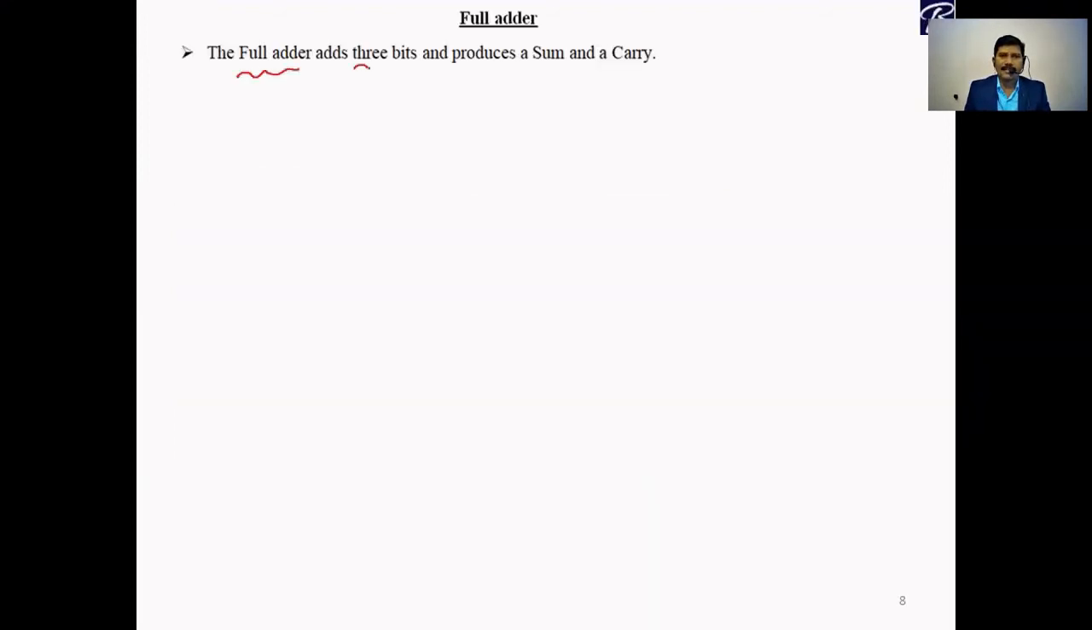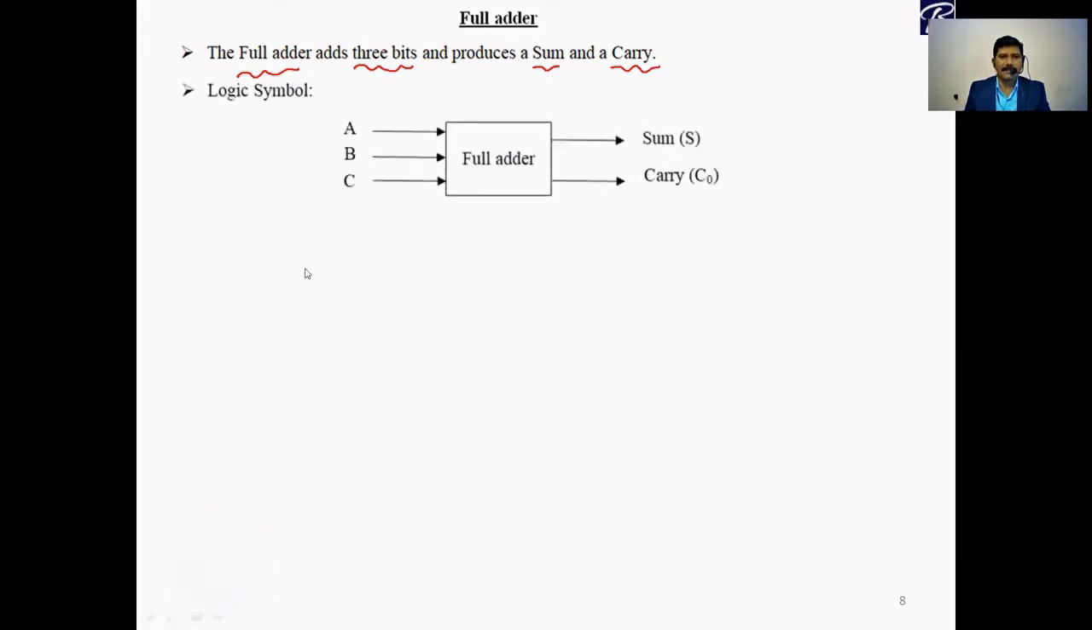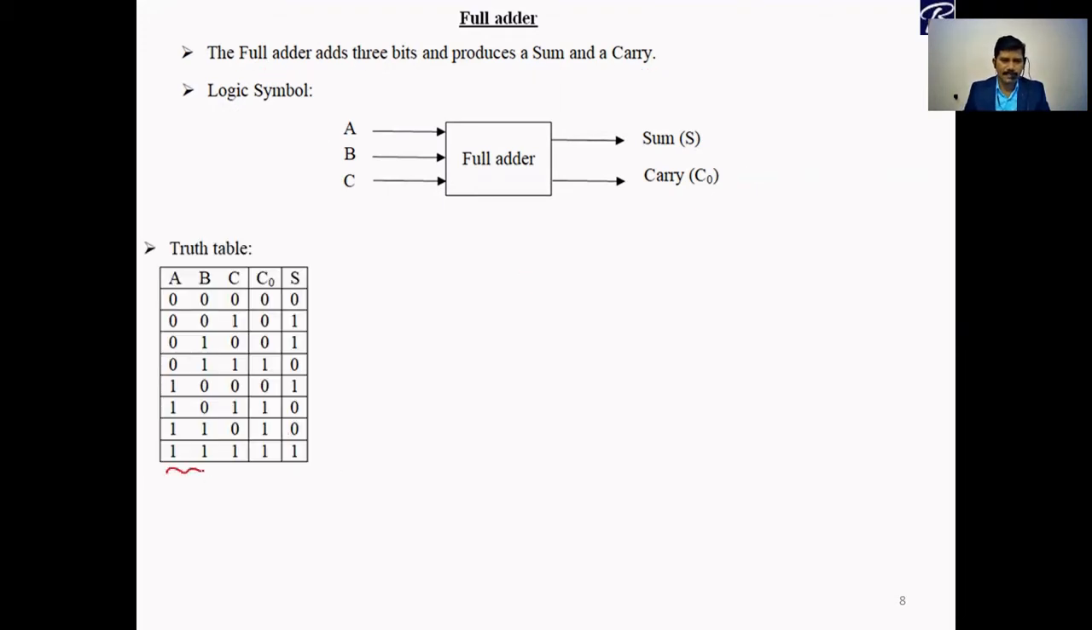Full adder adds 3 bits and produces a sum and carry. Now this is the logic symbol. It will take 3 inputs and it produces sum and carry. So here in this case 1 plus 1 is 1 0, again plus 1, so this is 1 1. So sum 1 and carry 1.